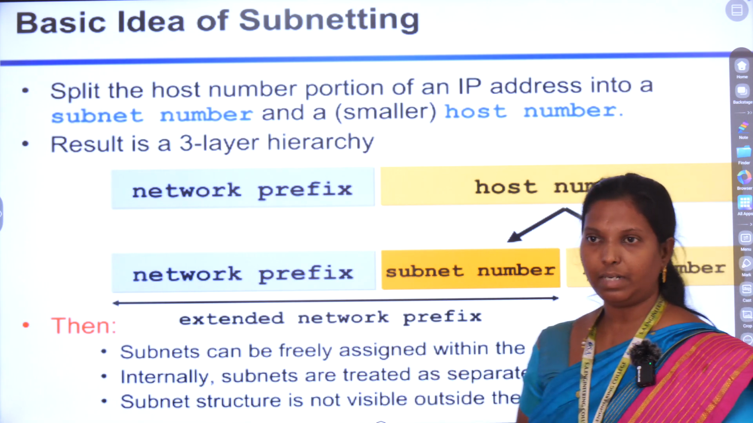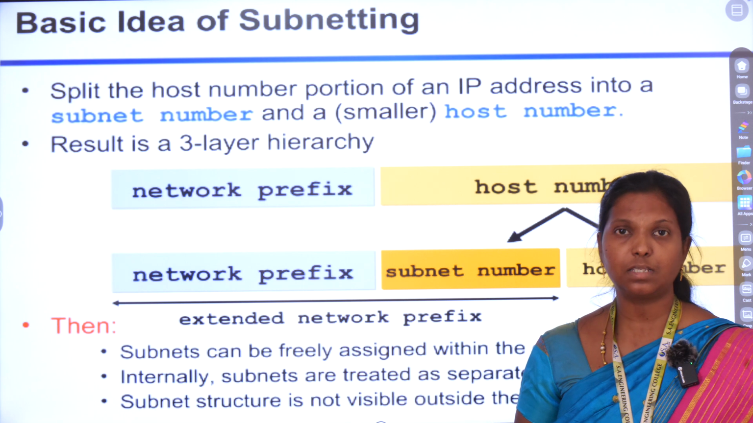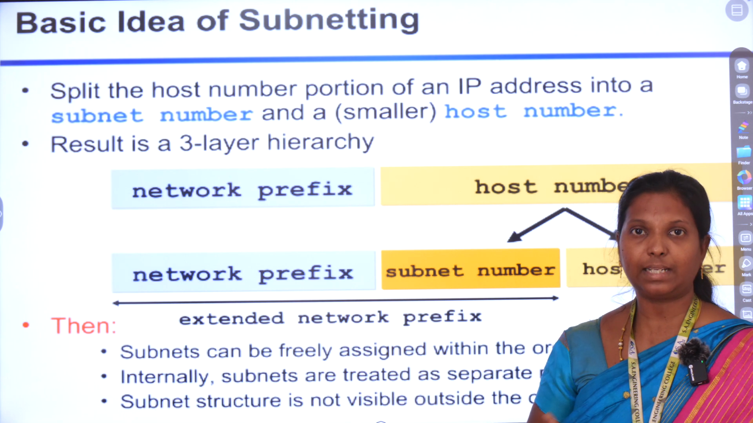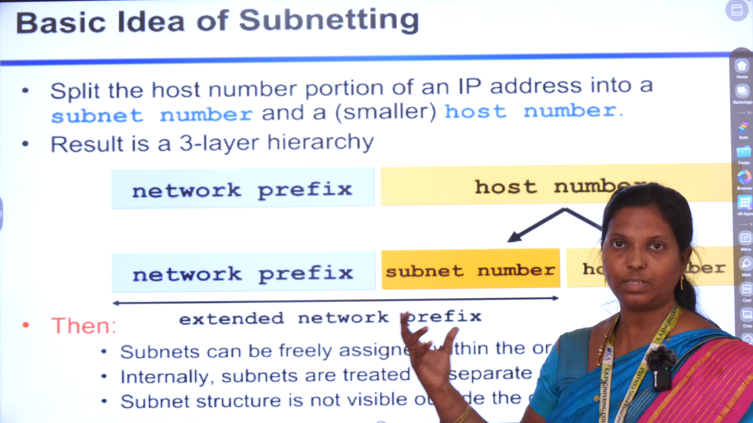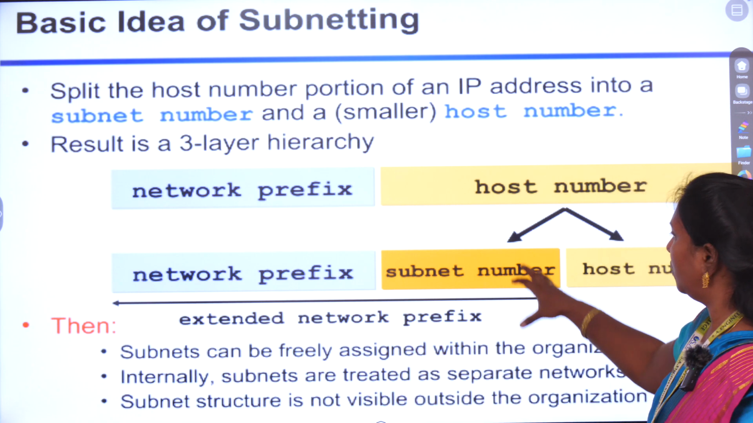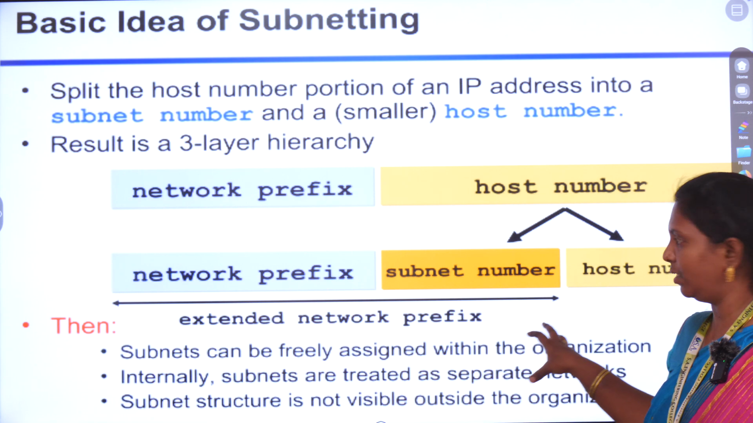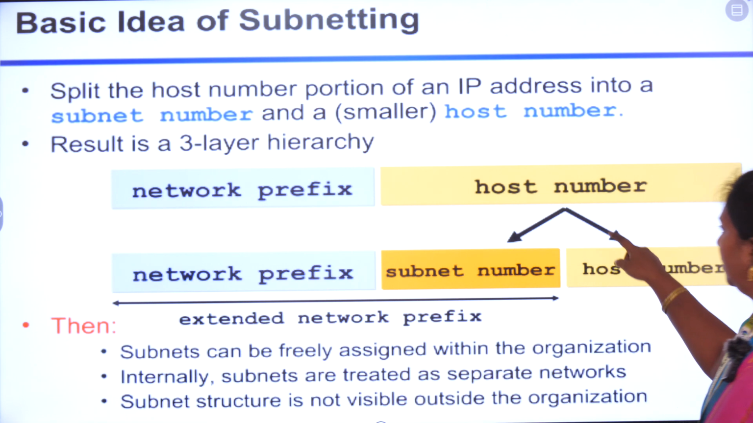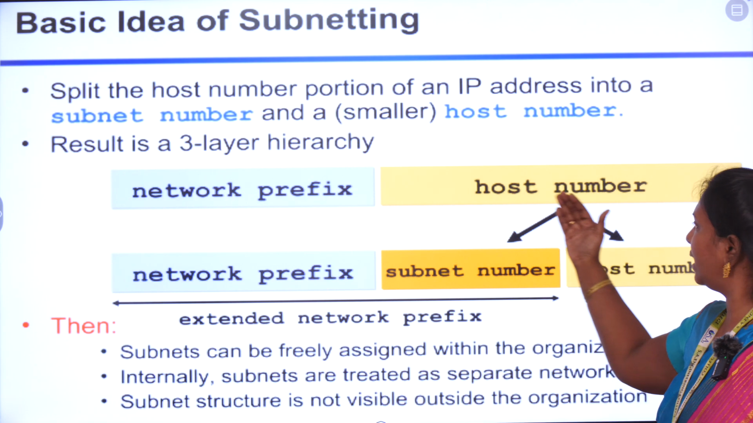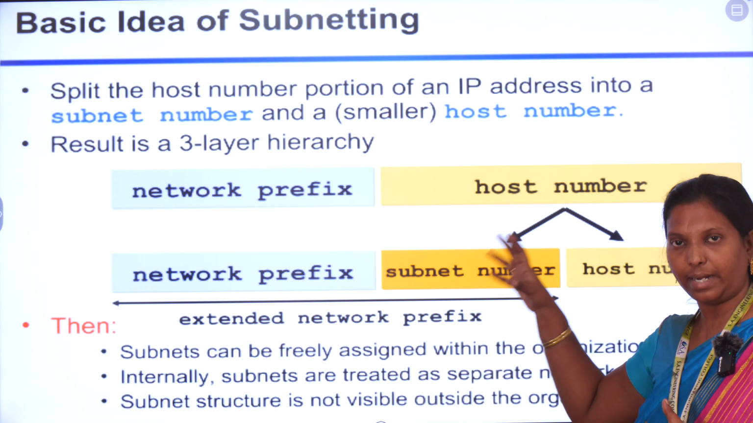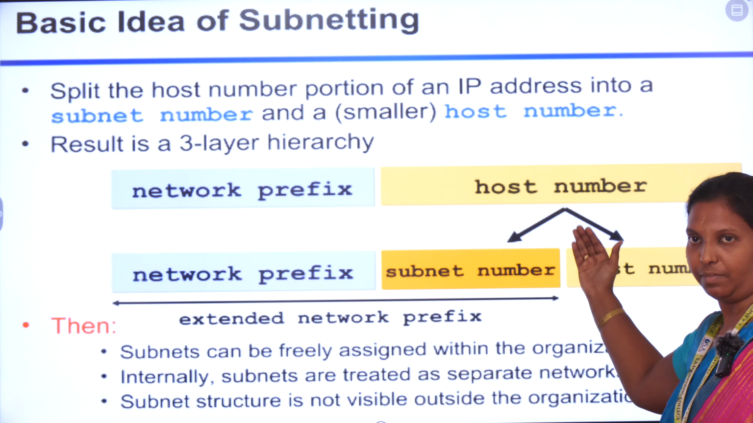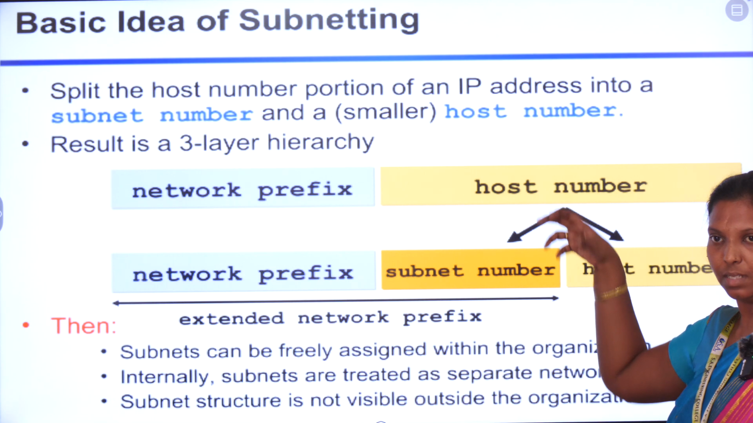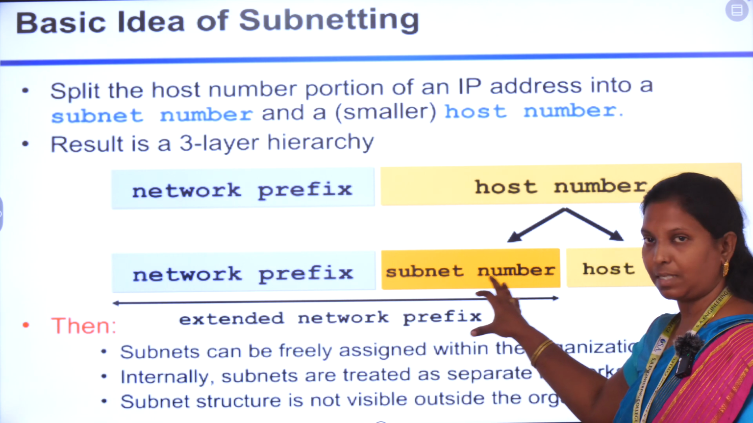So for allocating more IP addresses, we need an enhanced version of addressing, which is subnetting. Subnetting is always preferable for IP addressing. Here is what subnetting does. So far we have seen the IP addressing format with the network prefix and host number. Now subnetting does a further division, so the host number is now protected with the subnet number.